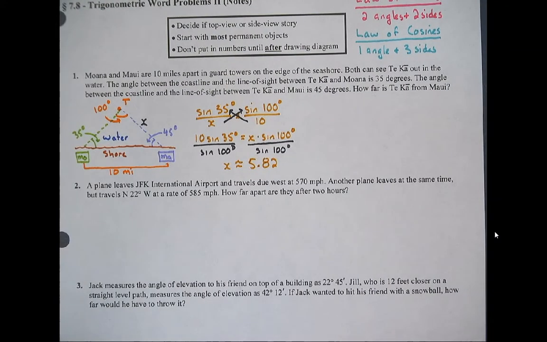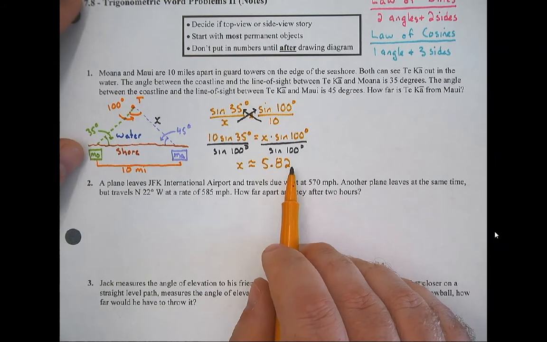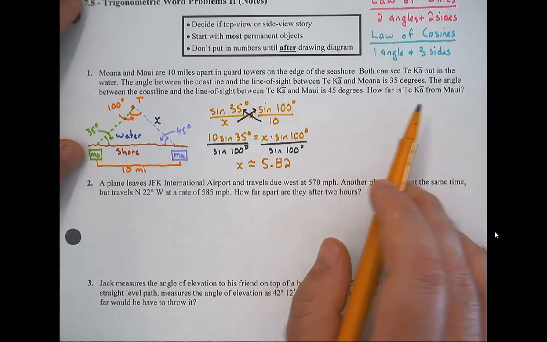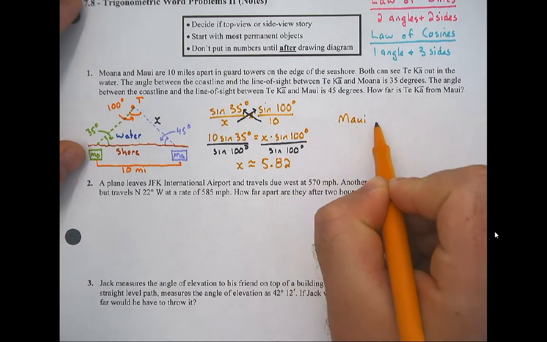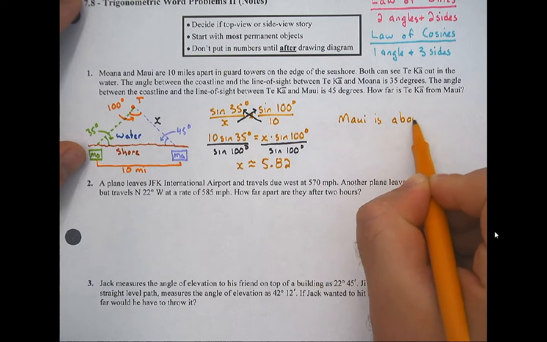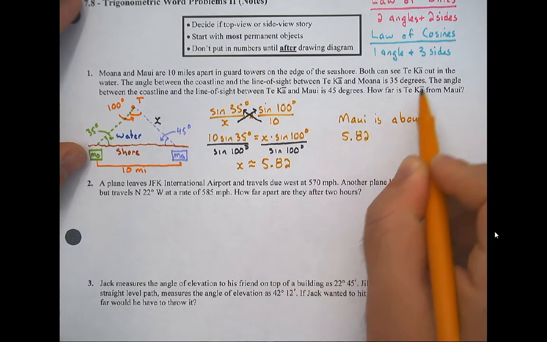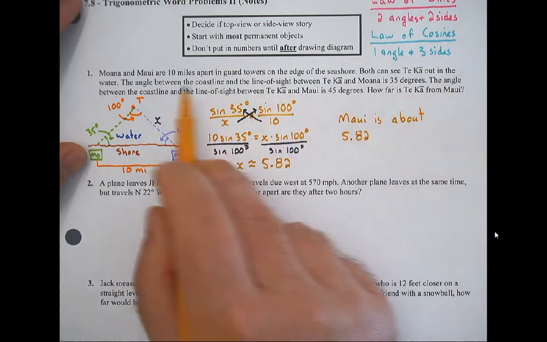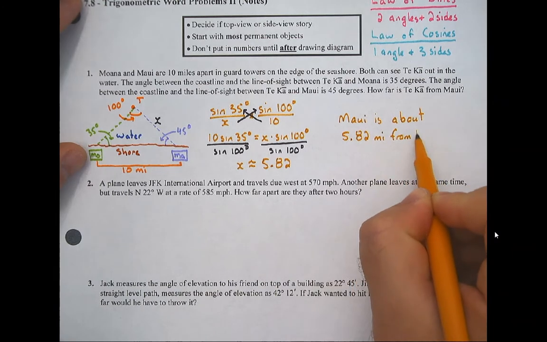Now let's take this and put it back into our story. Since this is a story problem, we should answer with a short sentence. I'm not looking for the moon here, but I do expect one thing: units. Make sure that you're including your units. So the question was, how far is Taka from Maui? I would say Maui is about 5.82, what are we measuring in? Miles, from Taka.